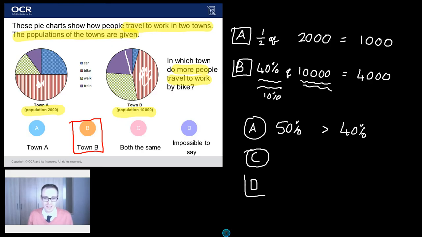And what about D? Why might it be impossible to say? Well, this is unlucky. I have sympathy. I reckon that somebody saying D, impossible to say, has been taught that you can't get values from pie charts. You can only get proportions. And that's true. If you just see a random pie chart, you can probably say, oh, about a quarter of the people like crisps and 10% have a dog and all that kind of stuff. But unless you know actual numbers, you can't tell physical numbers from a pie chart. But we've got numbers. We've got the 2 populations, 2,000 and 10,000. So we can actually answer this question.